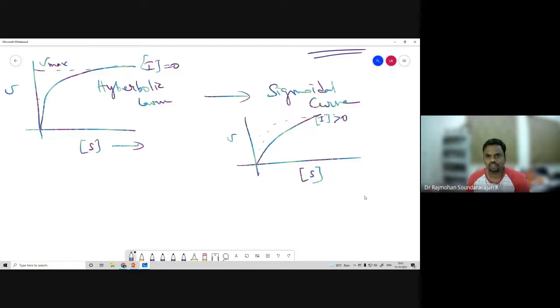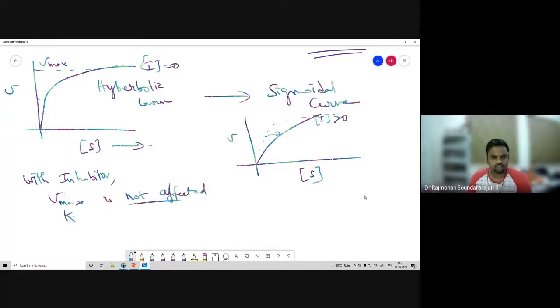So you can see that there is no change in the Vmax value. Vmax is reached at the same place, but the Km value is moving from here to here. There is an increase in Km value. What we observe is that with inhibitor, your Vmax is not affected, and the Km value increases.